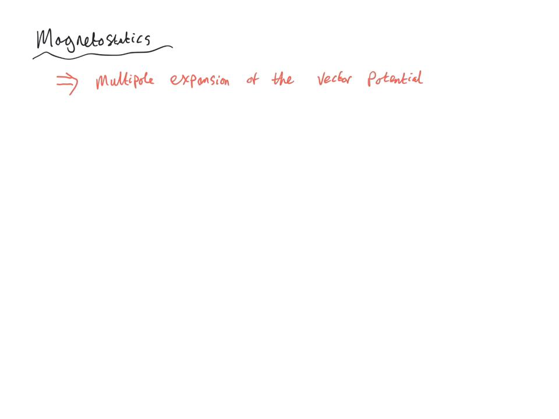Okay, so the last topic I want to cover in this lecture on magnetostatics is the multipole expansion of the vector potential. And actually, this will follow very similar lines to the multipole expansion of the scalar potential that we looked at in a previous lecture on electrostatics. So let me just draw the basic setup, and then we can discuss what the mathematical strategy is and what the purpose of this is.